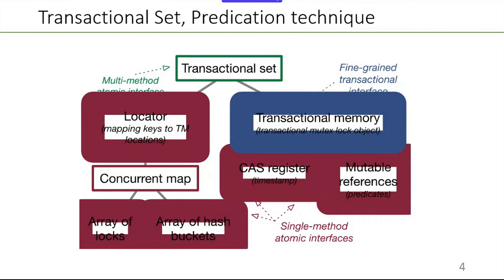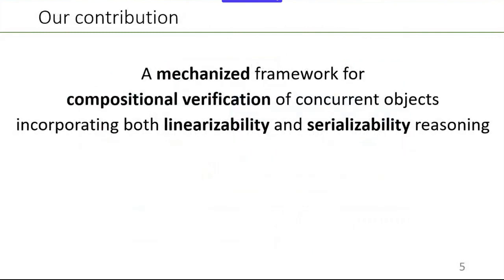So what I wanted to show you here is that to design a predicated set, a lot of objects have to be composed in a hierarchy. Each one of these objects is subtle, the composition is subtle too, and more importantly, you should reason about both linearizability and serializability at the same time. So in this area, protocols and algorithms are so subtle, and now we have to reason about two different notions of correctness at the same time. Our contribution in this project is a mechanized framework for compositional verification of concurrent objects that incorporates both linearizability and serializability reasoning.